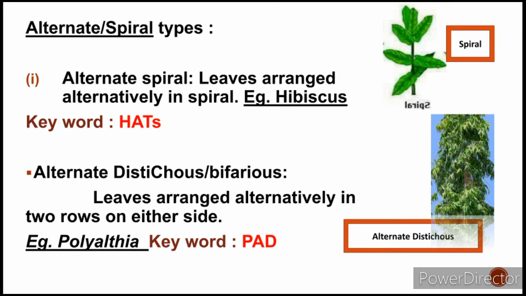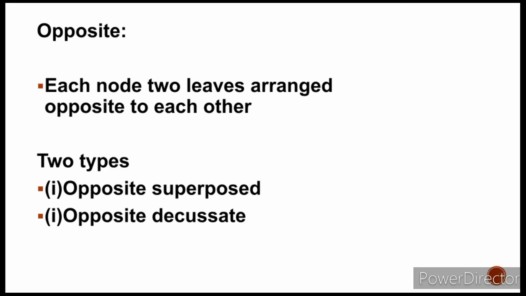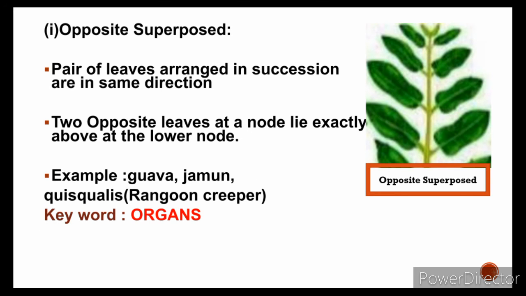Next we'll see opposite phyllotaxy. In each node, leaves are arranged opposite to each other. Opposite phyllotaxy is further classified into opposite superposed and opposite decussate. In opposite superposed phyllotaxy, pairs of leaves are arranged in succession, or in the same direction. Guava, jamun and Rangoon creeper, that is Quisqualis, are examples of opposite superposed.